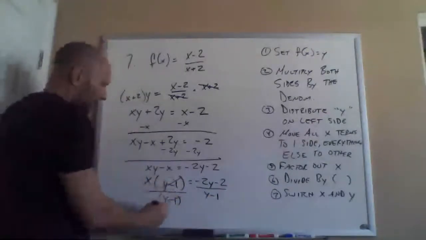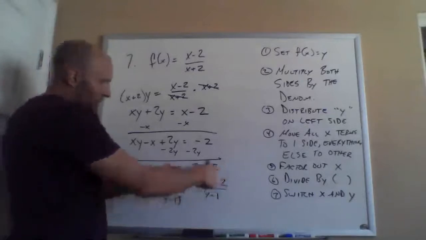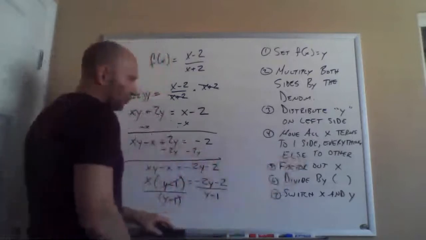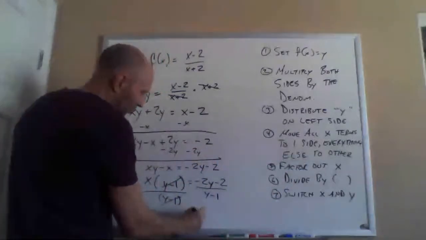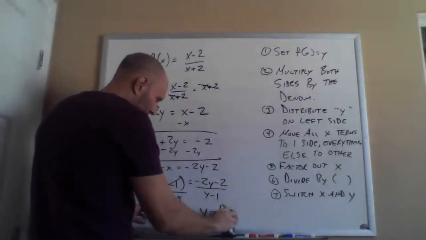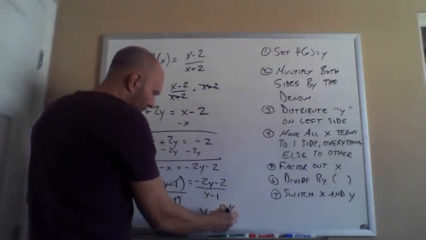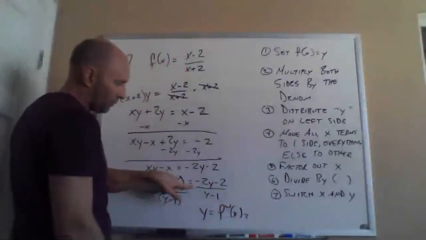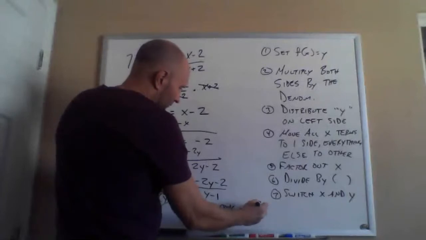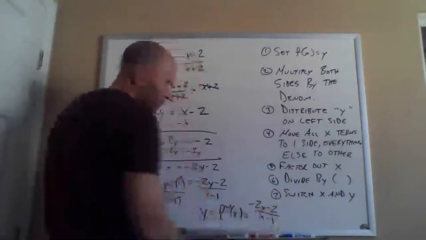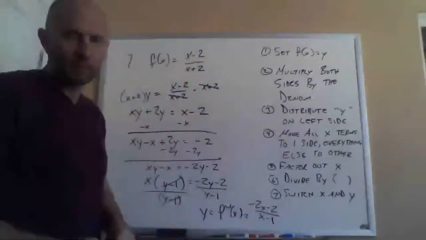So these guys cancel out. So I have x equals this piece. But again, to get the inverse, I need to switch the x's and the y's. So I get y, which is really my f inverse. F inverse of x is equal to this guy, but change the y's to an x. So negative 2x minus 2 over x minus 1.